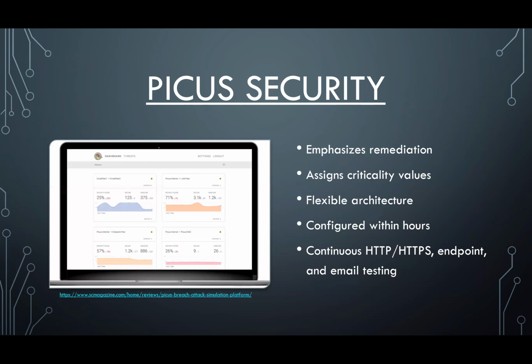PICUS Security emphasizes remediation efforts with assigned criticality values on found vulnerabilities. So it'll actually rank them based off of what is critical to your specific business practices, your infrastructure, the way things are set up, which should be tackled immediately. It has a flexible architecture, which makes it really versatile and allows it to be deployed in a variety of environments. And it's configurable within hours, which some of these take days to set up, so that's an important point too. And it offers continuous HTTP, HTTPS endpoint, and email.